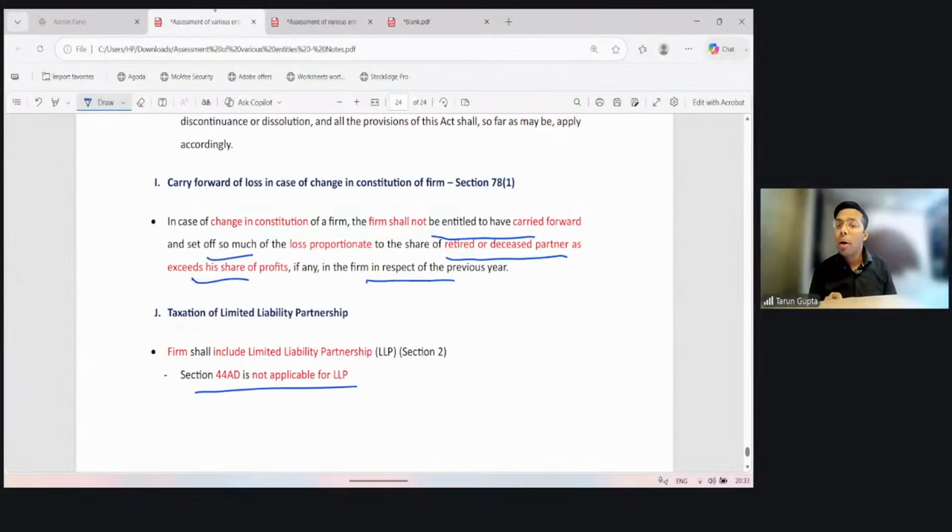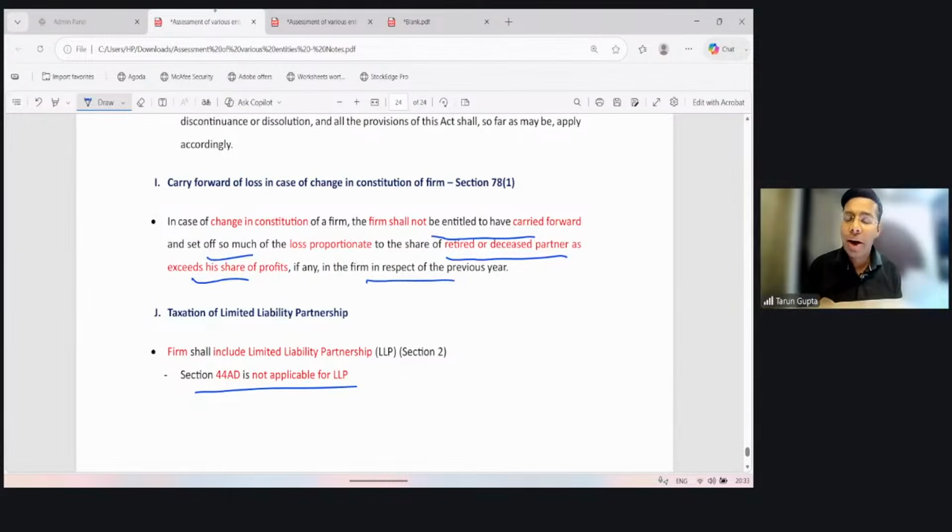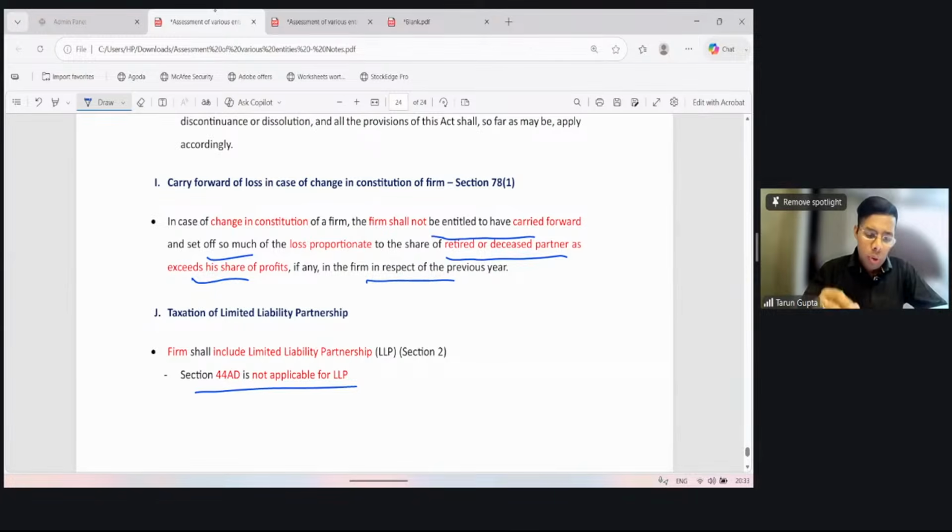The firm is not eligible to carry forward the loss attributable to the share of the retiring partner. And LLP and firm are assessed in a similar way, except under Section 44AD, which is applicable to the partnership firm, but not to the LLP. Okay. So these are all the provisions.